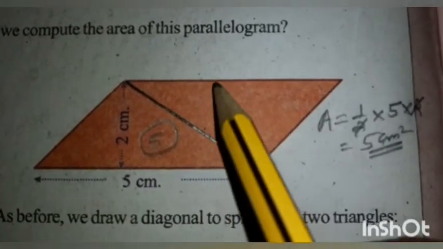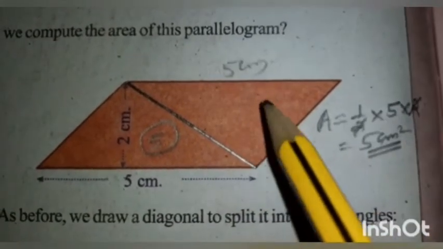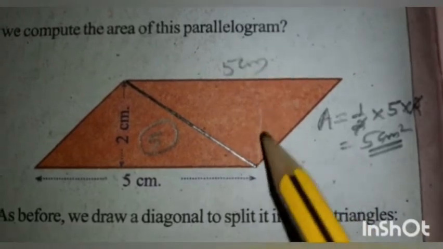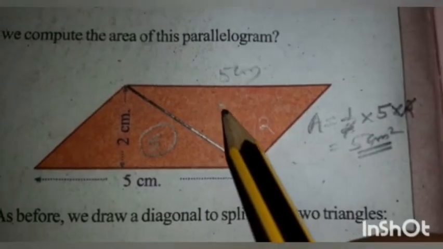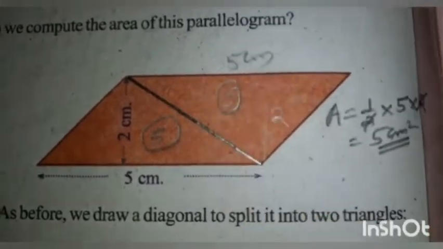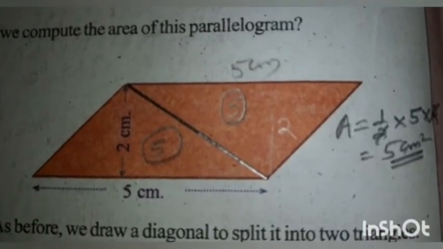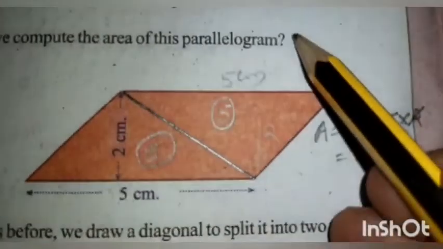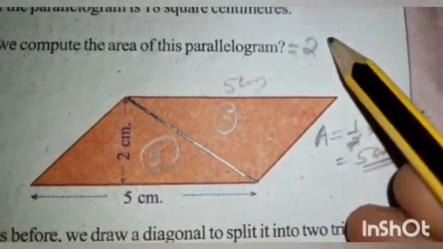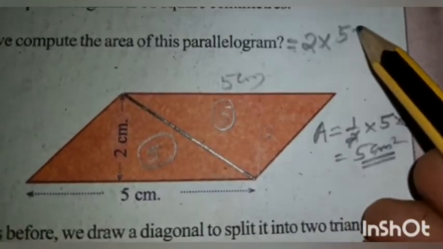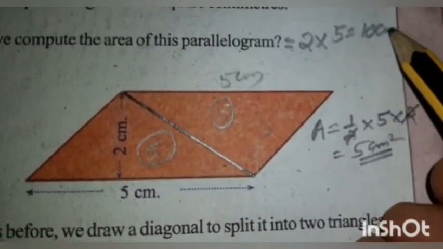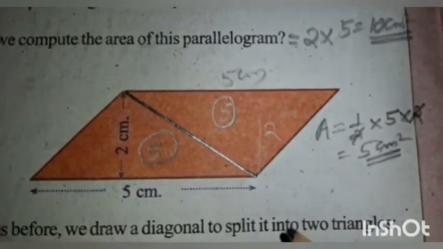Then the upper triangle is also the same, because this is 5 centimeter and the height is 2 centimeter. So again you are getting the same 5 centimeter square area. Then what is the area of a parallelogram? Area of parallelogram is equal to 2 times the area of triangle. So you are getting 10 centimeter square as the area of the parallelogram.